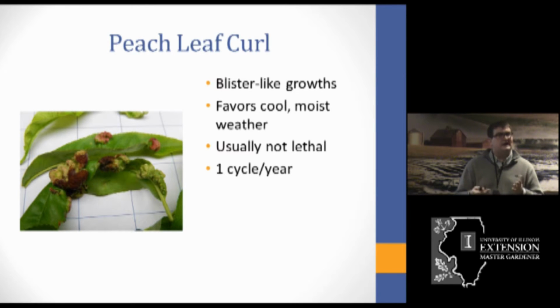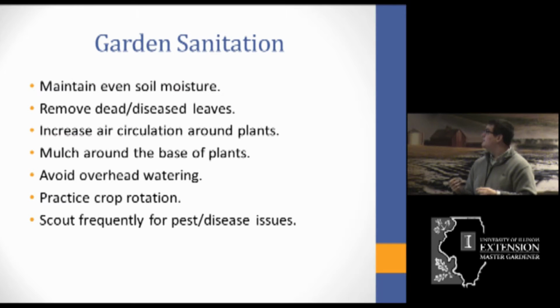However, it's usually not lethal to your trees, and there's only one cycle of this disease per year. So if you find this disease on your tree, it won't happen again in the same year, and then treatment can occur after that. So if you know this disease is going to be a problem, you can have treatment options. Go ahead and give us a call at our office, and we'd be happy to give you that information.